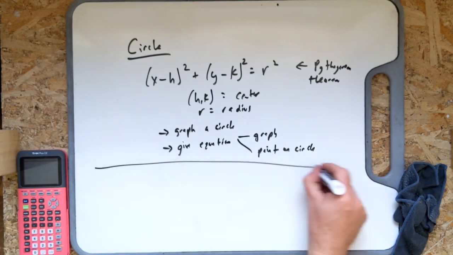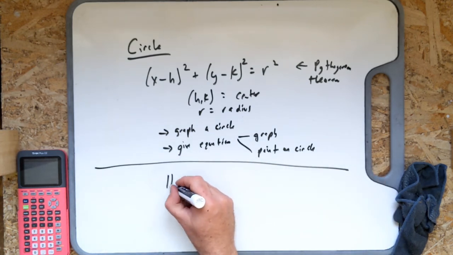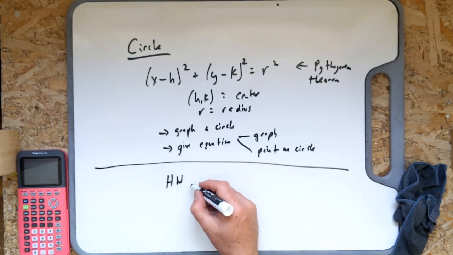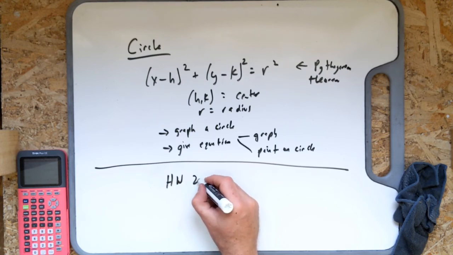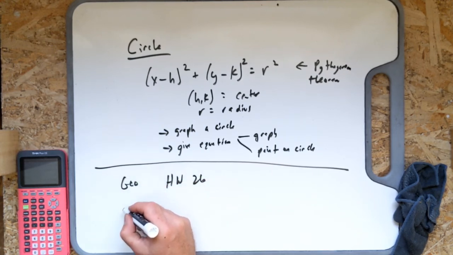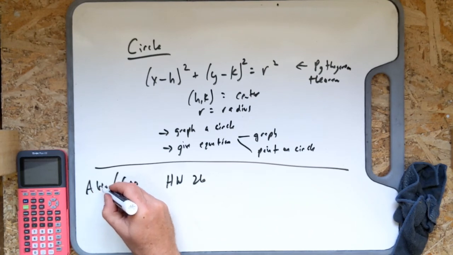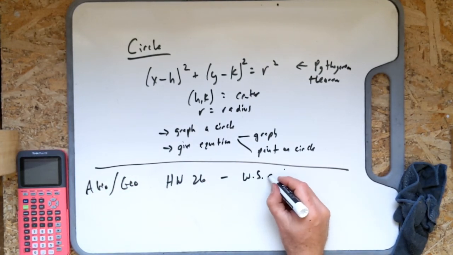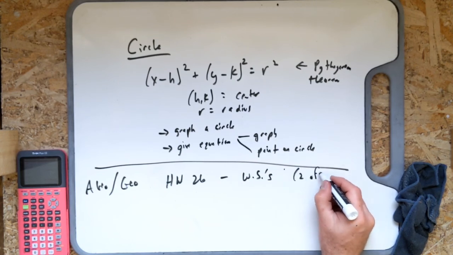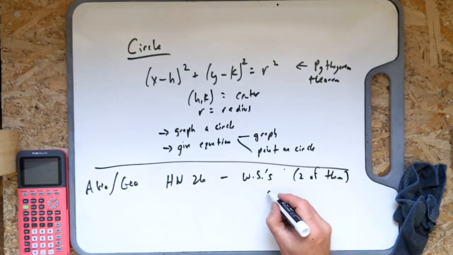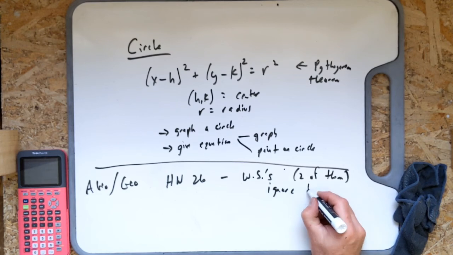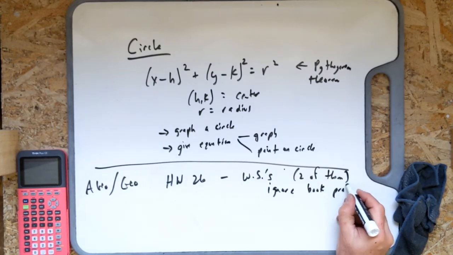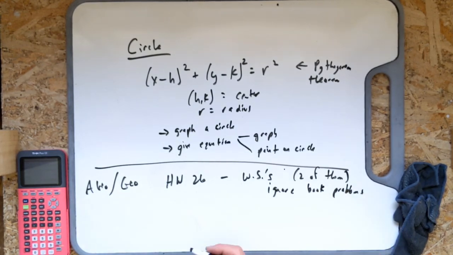Okay, homework. This is homework 26 for geometry and algebra 2. It's a worksheet, and there'll be 2 of them actually. I'll have them do them on separate days. And do not do the book problems. Some of you I found out do not have books.